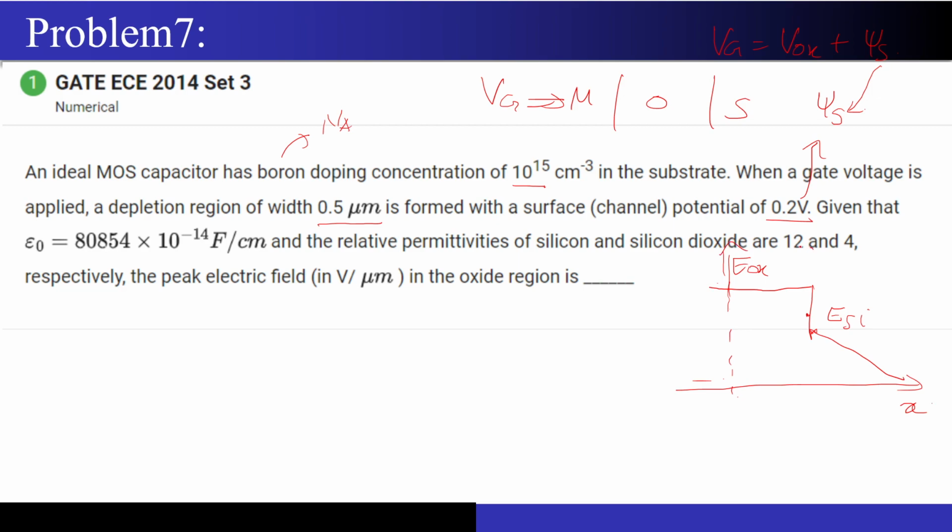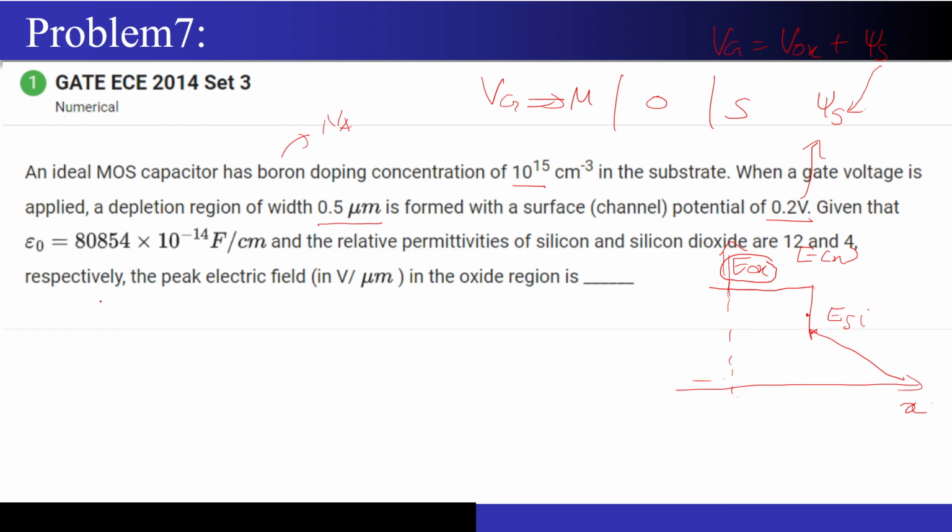X versus electric field, E of X. So now they are asking for the peak electric field in the oxide region. That means they are asking us for this flat value of EOX over here. Now let's see how we can solve this question. Let's see what formulas we have.